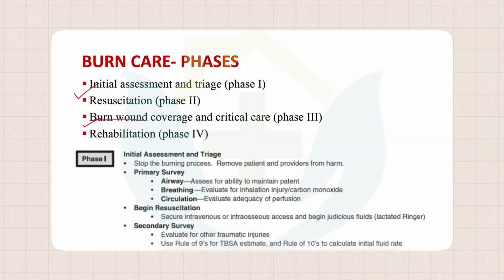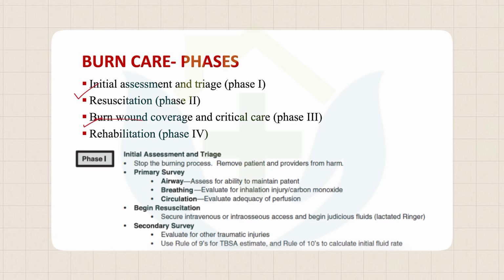And phase 4 is the rehabilitation part. When a patient has come, initially you triage them. After you triage them, you apply the ABCDE formula as per the primary survey. And in the primary survey, you look for the inability to maintain the airway. There are signs and symptoms. I'll come to that later.